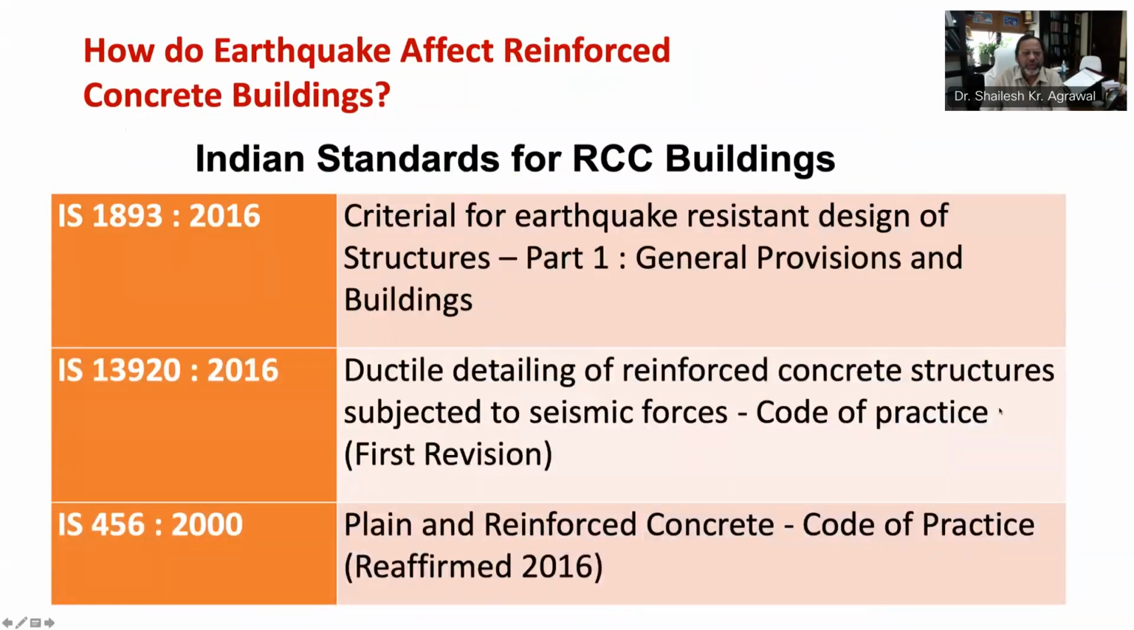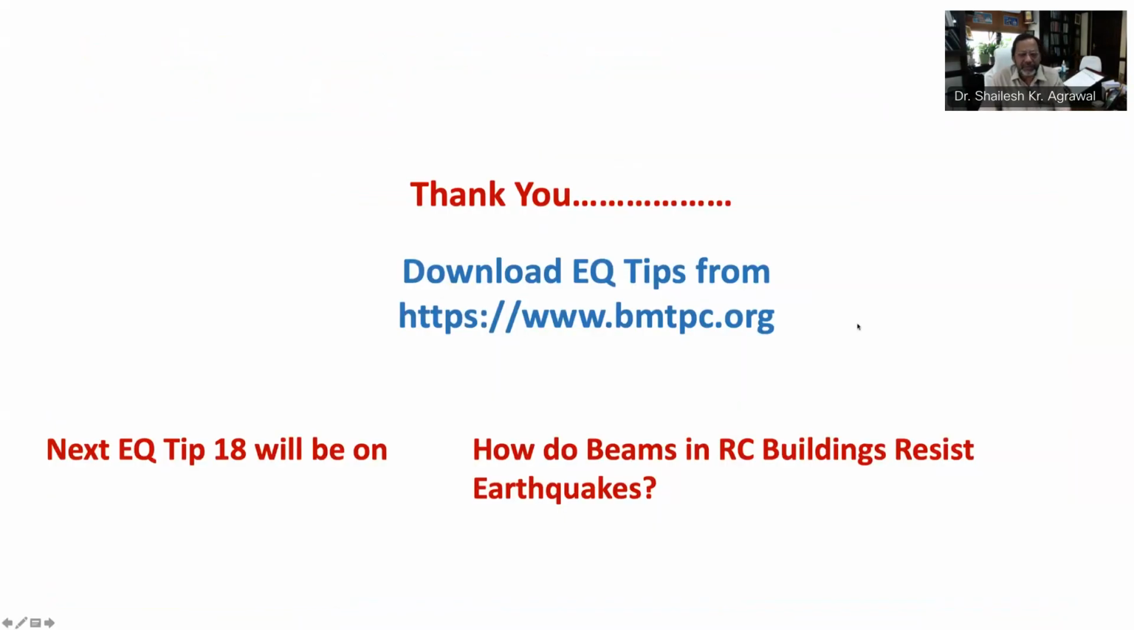In order to design RCC buildings, the Bureau of Indian Standards has published three codes, namely IS 1893, which is the Indian Seismic Code for calculating earthquake forces, IS 456, which is the Indian Concrete Code for design of RCC members, and IS 13920, which is the Ductile Detailing Code for detailing requirements. This is all about earthquake tip number 17.